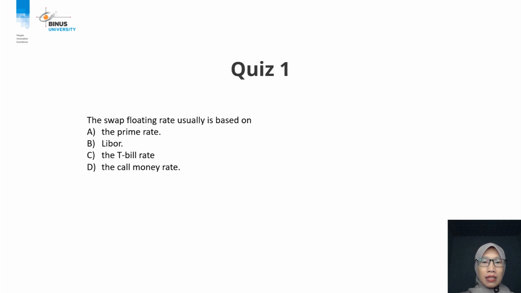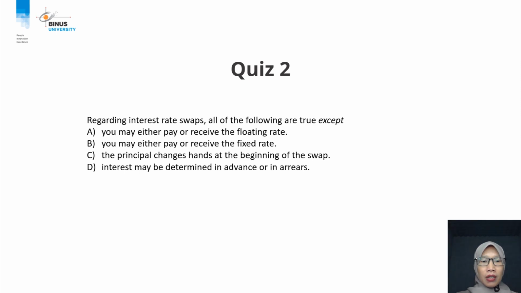So this is the end of the session. You have two questions to be answered. First, the swap floating rate usually is based on A, the prime rate, B, LIBOR, C, the T-bill rate, D, the call money rate.